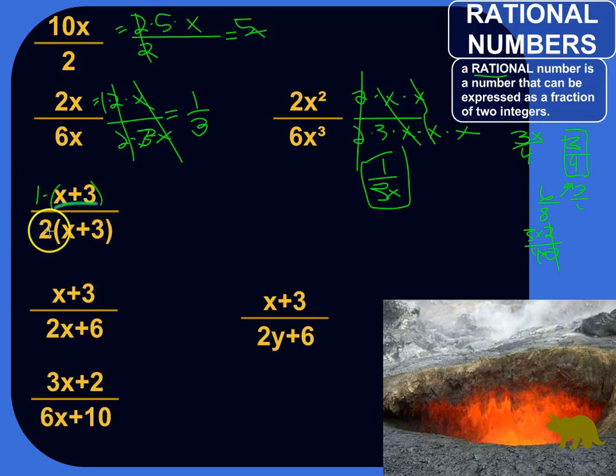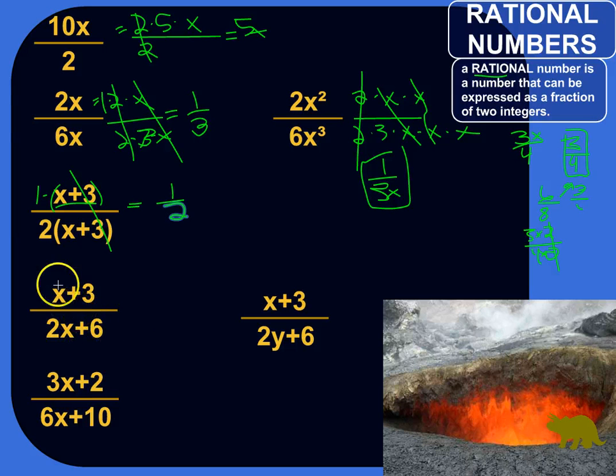Now the bottom is just 2 times x plus 3. So what they share in common is an x plus 3. So all I've got left is 1 over 2. Okay, so keep that in mind when we go to this one.